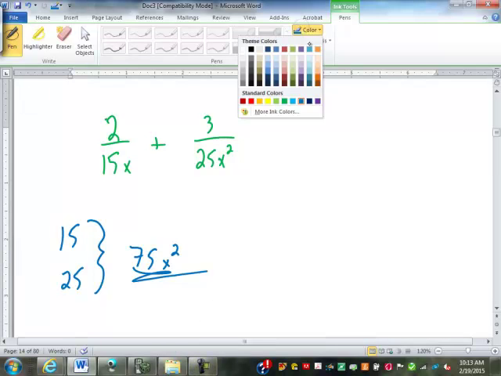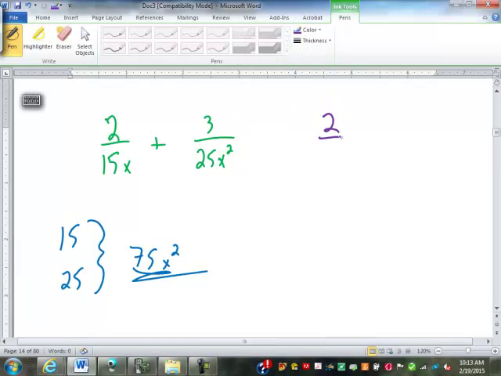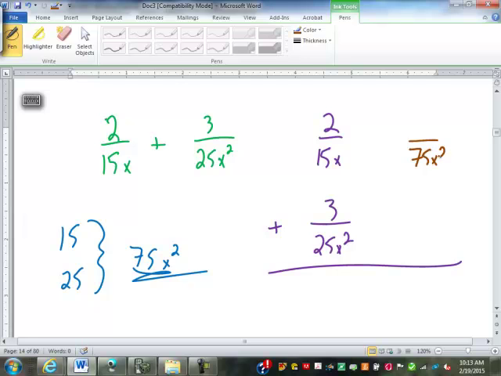So now I'm going to set these up over here. 2 over 15x, 3 over 25x squared. We're adding. I know my common denominator is 75x squared. So now what I have to do is look at the numbers first. 15 to 75. What do I have to multiply it by? Well, 75 divided by 15 is 5. Now, that's the easier part. The harder part is what's coming right now. Does the variable match up? It's x, but I need x squared, doesn't it?